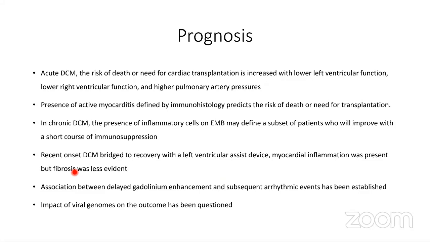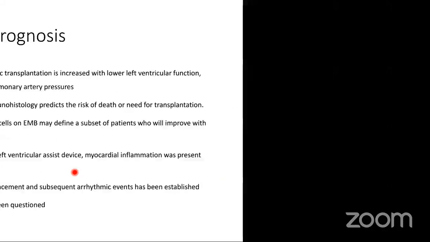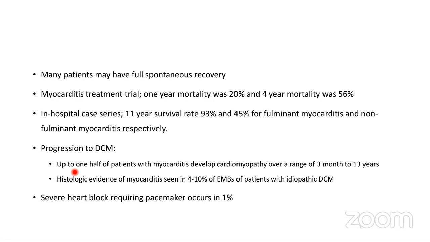Cardiovascular MRI has a good role in the prognosis. If you find delayed gadolinium enhancement and scar in a large amount of the myocardium, the arrhythmic events will be high. The impact of viral genome on the outcome has been questioned. It is not the mere presence of the viral genome, it is about the function of the virus, mainly copy number and replicative intermediates. The picture is not bad.